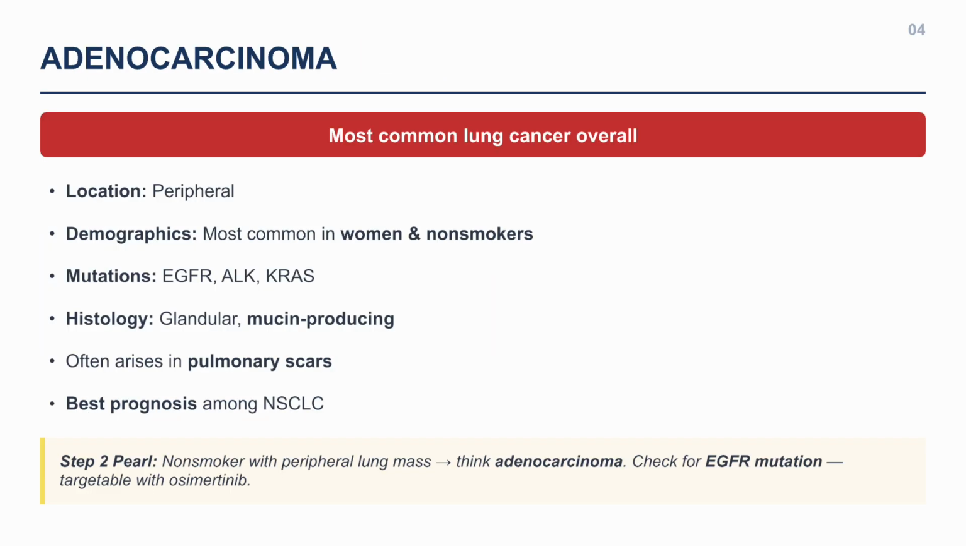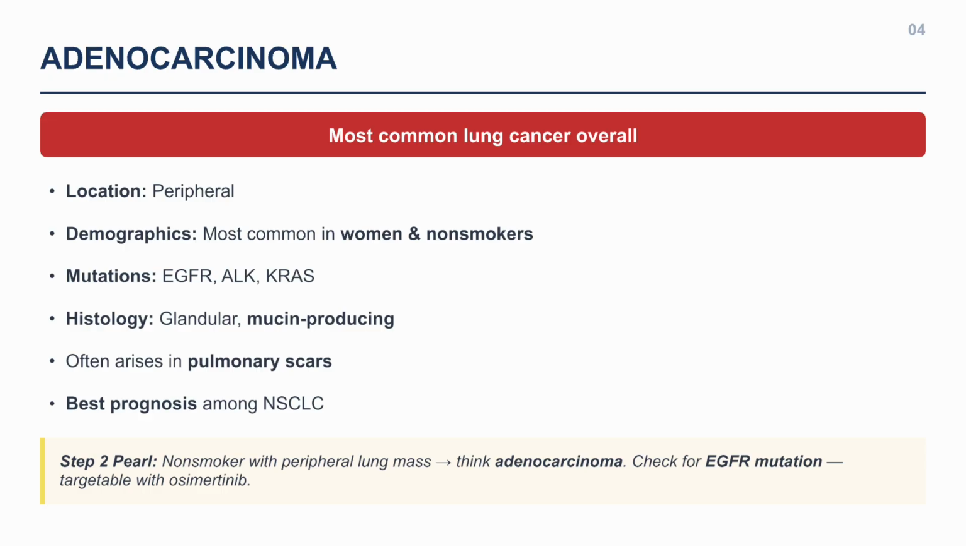Adenocarcinoma is the most common lung cancer overall. Location is peripheral. Demographically, it is the most common lung cancer in women and in non-smokers, which is an important Step 2 trap. Common mutations to know include EGFR, ALK, and KRAS. Histology shows a glandular tumor with mucin-producing cells that stain positive for mucin. Adenocarcinoma is the most common type of lung cancer to arise from pulmonary scars. Among the non-small cell types, it has the best prognosis.